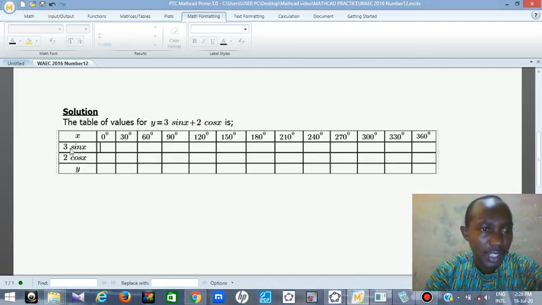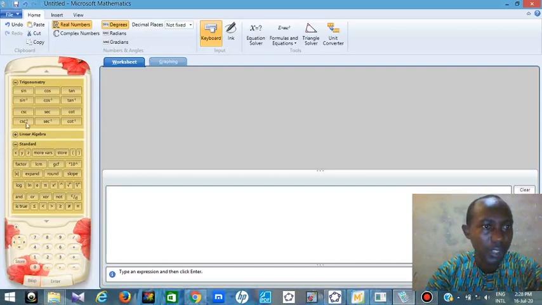So what you need to do now is 3 sine x. So when x is 0, you substitute x in this place to 3 times sine 0. So you simplify that, you write the result here. Then 2 times cos 0, you write the result here. So I can do it with my calculator. It can make your work fast for you.